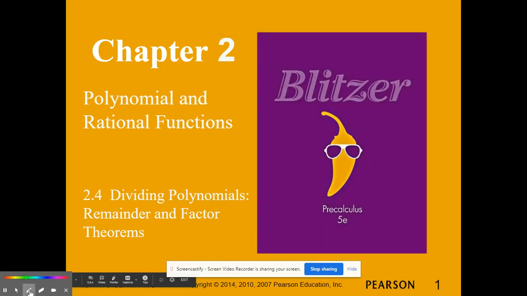Welcome to lesson 2.4. This will be the first lesson of the second trimester, where we are dividing polynomials. Let's look at the objectives.